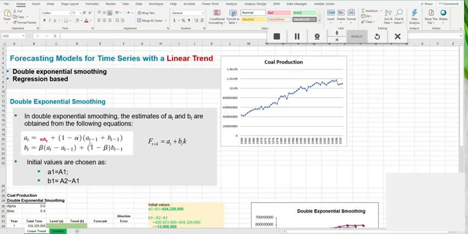And these are the two formulas that we're going to use to calculate level and trend. And this is the formula that we're going to use for forecasting once we have the A and B for each period.